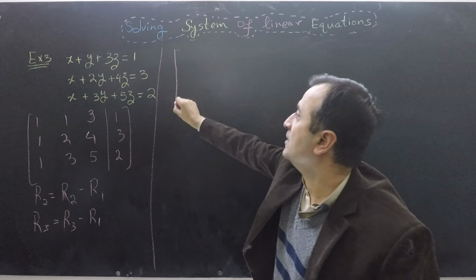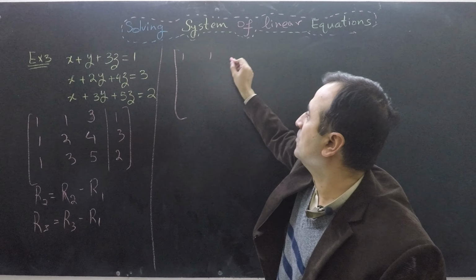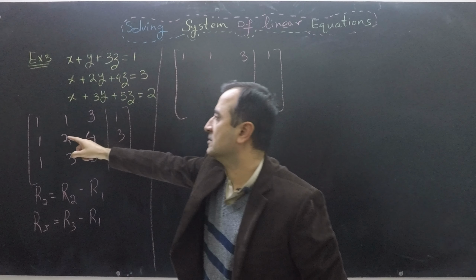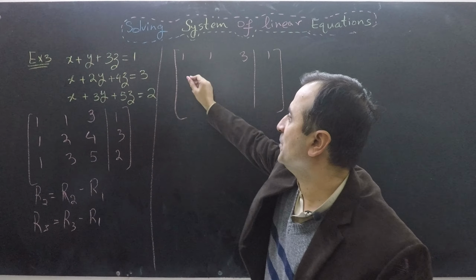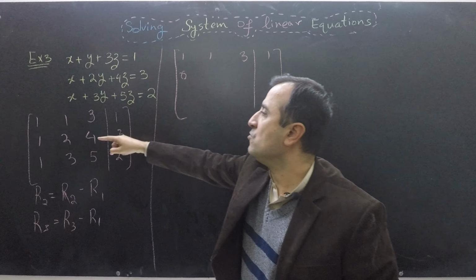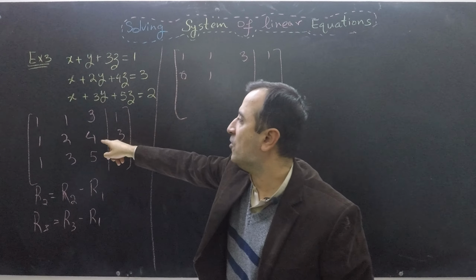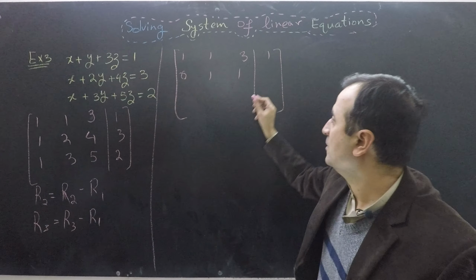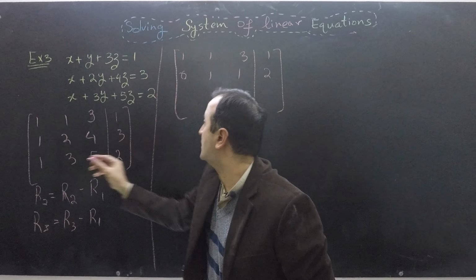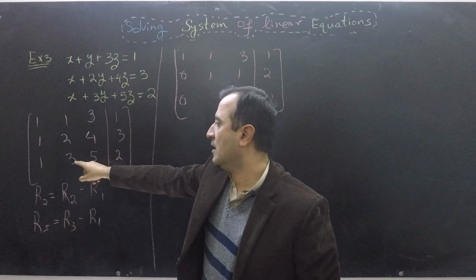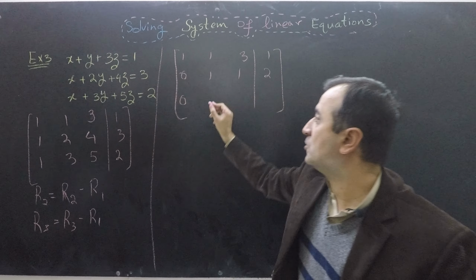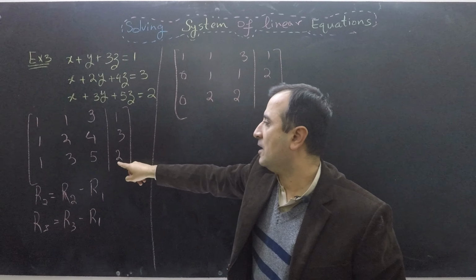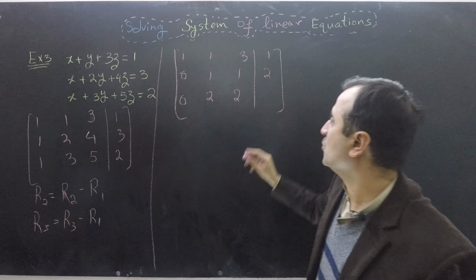So I will have what here. I'm quickly going to write the first row because it is not changing, and for the second row I have to just subtract the first row from the second row. So it's going to be 1 minus 1, 0. 2 minus 1 is going to be 1. 4 minus 3 is going to be 1. 3 minus 1 is going to be 2. Similarly, here is going to be 0, and 3 minus 1 is going to be 2, and 5 minus 3 is going to be 2, and 2 minus 1 is going to be 1.